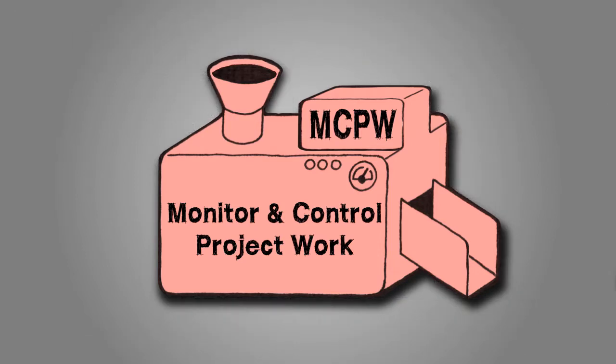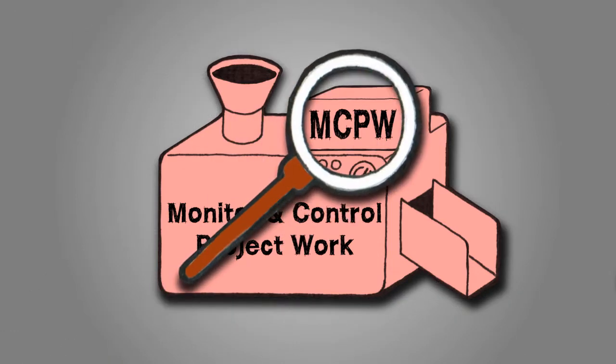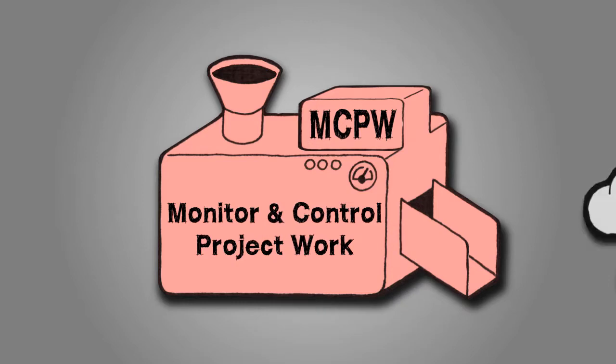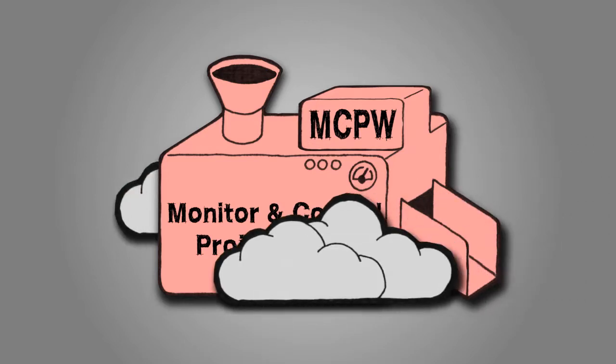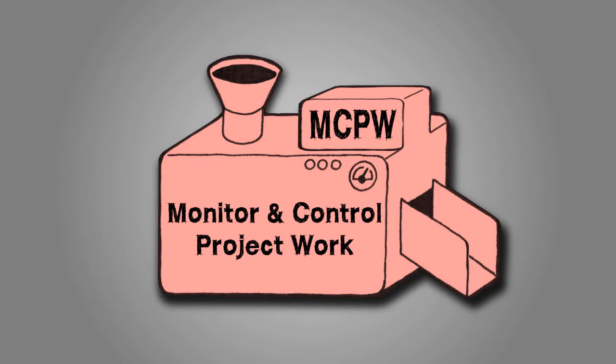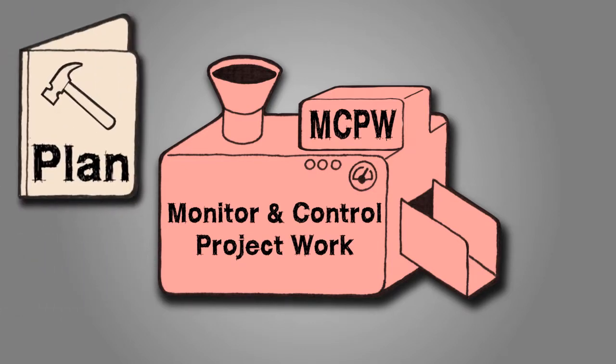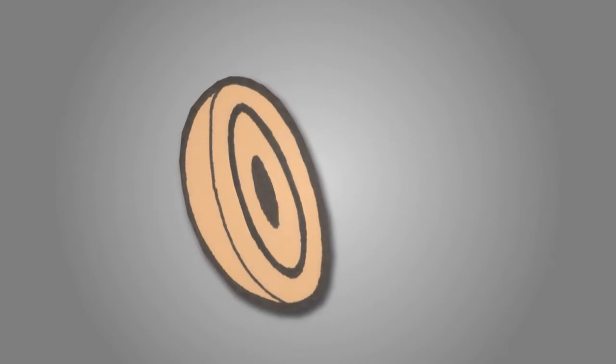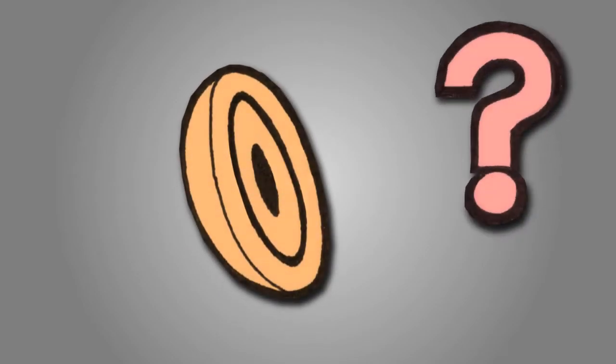The Monitor and Control Project Work process is a continuous evaluation done during the course of the whole project at regular intervals to make sure the project is progressing and moving in the right direction. When monitoring and controlling, the project is being evaluated against the project management plan. The main purpose of these evaluations is to determine if the project's objectives still make sense.